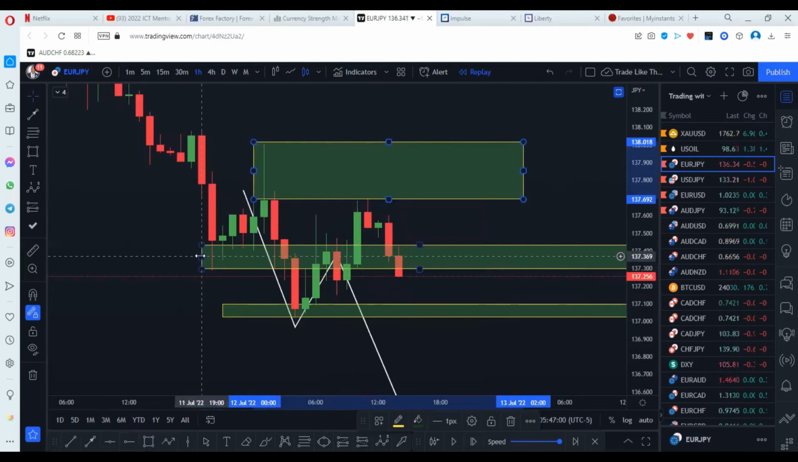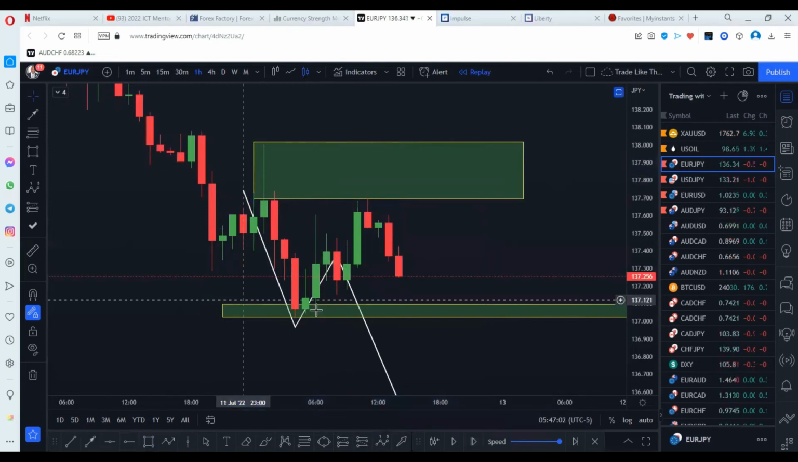So what am I looking at right now? Let's get rid of that, because that's no longer the focus. The focus is this low and this high. We're trapping the market. All right, let's keep going.